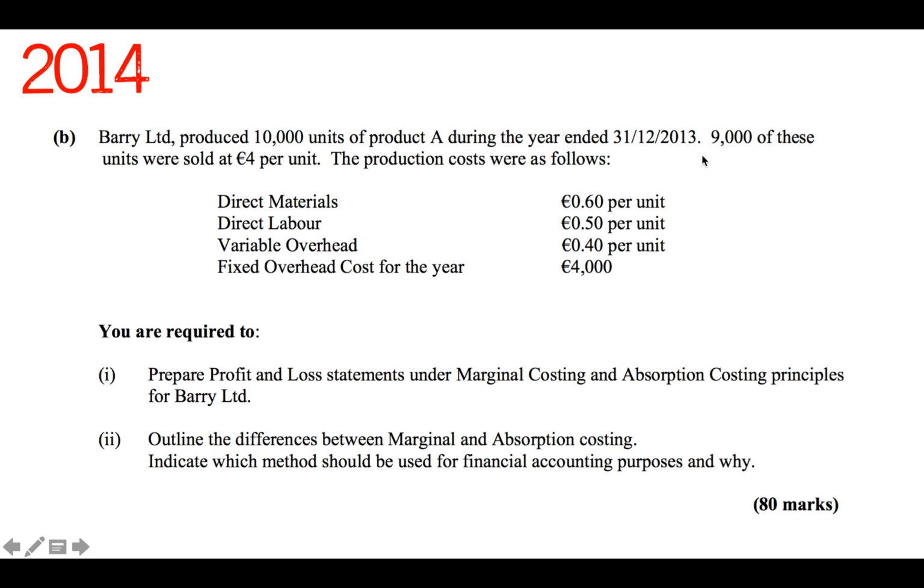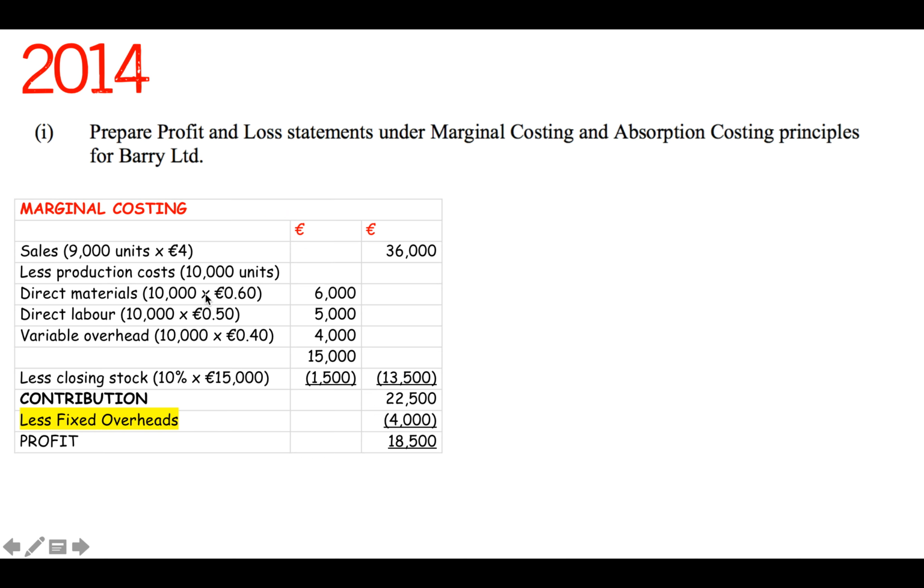So the sales are the 9,000 multiplied by €4, but the production was the 10,000 multiplied by the direct materials, 60 cents, so 6,000 there. Direct labour, 10,000 units by 50 cent, so 5,000 there. And the variable overhead, 40 cents, so 4,000 there. When we total all of those up, 6, 5 and 4, we get €15,000.